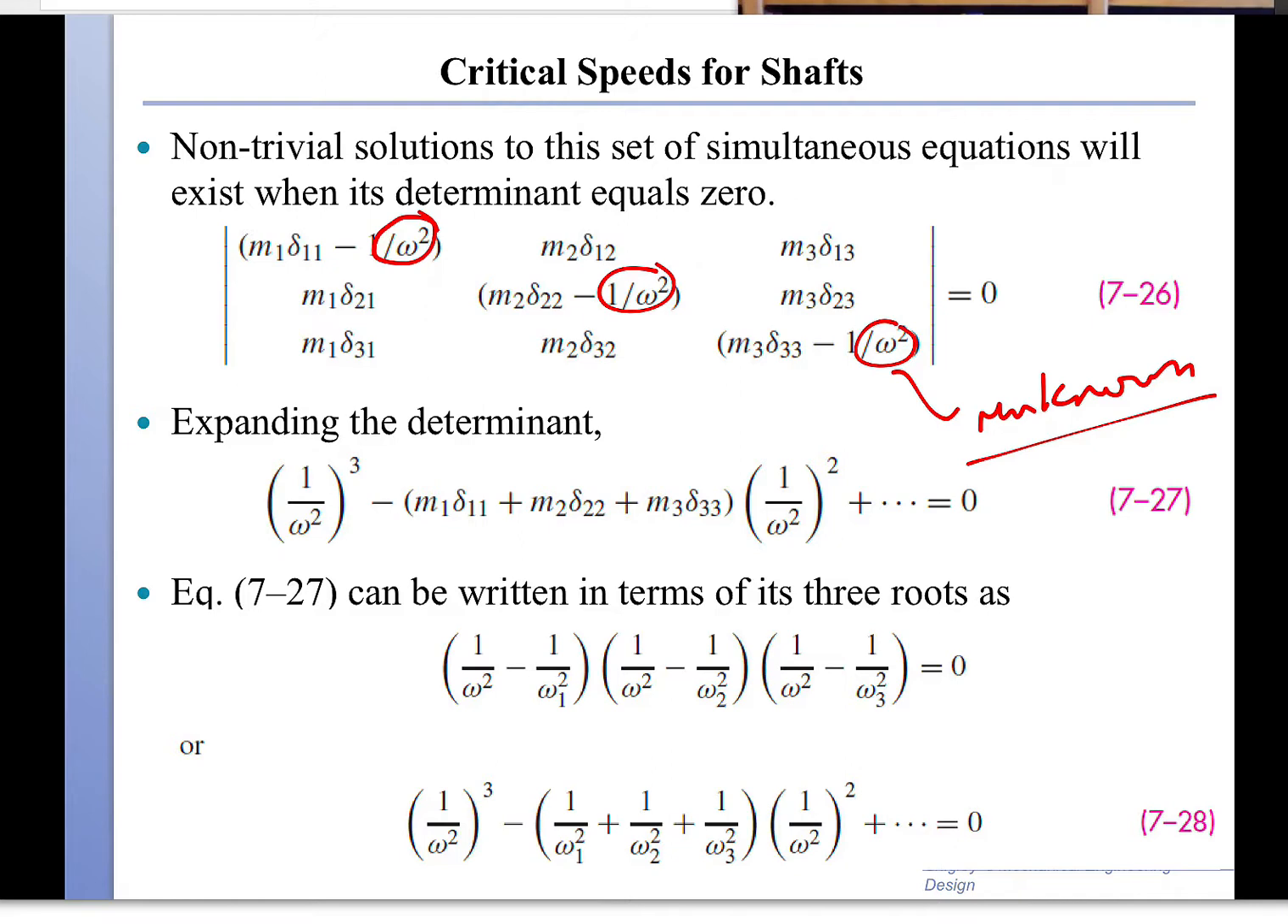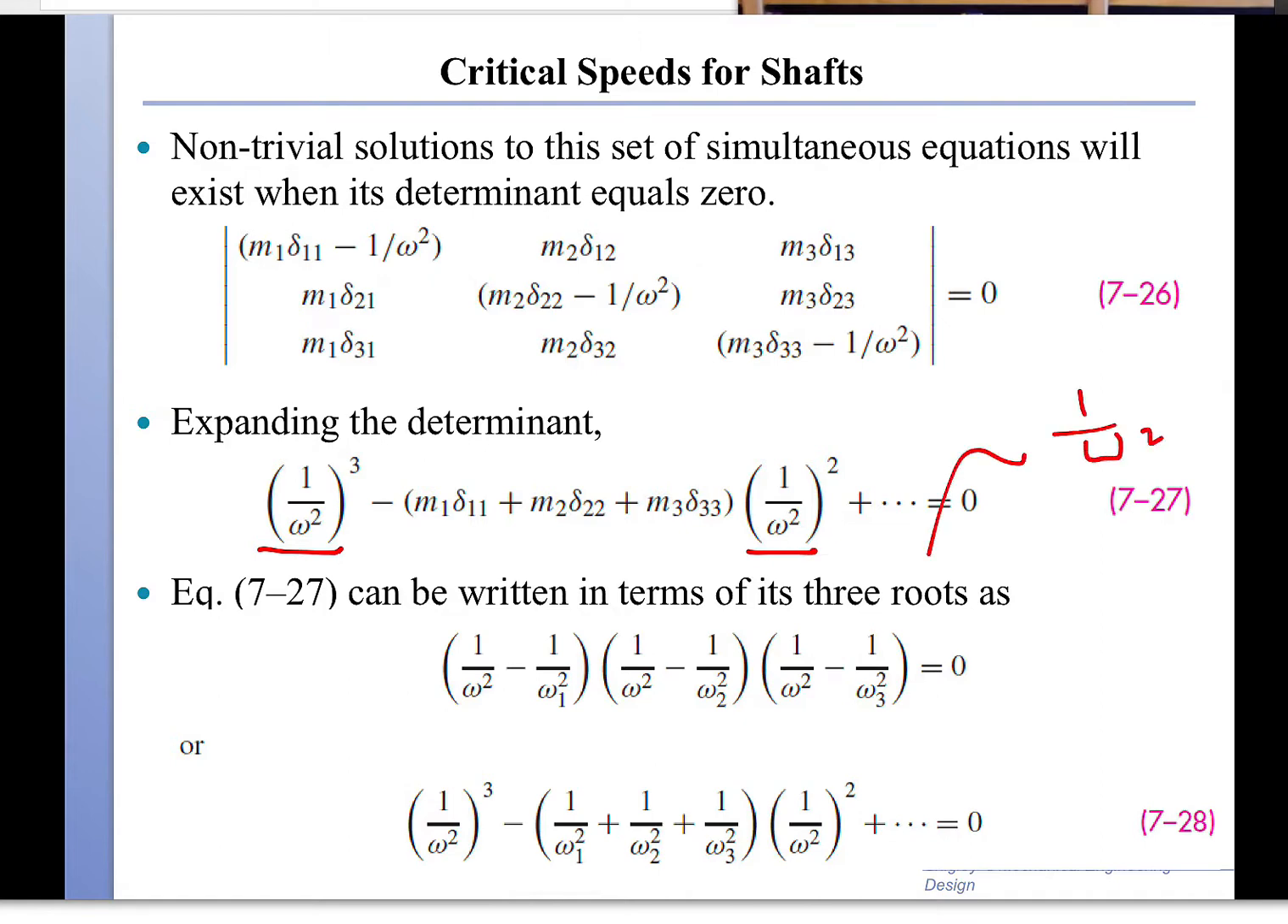And if we have three masses, then you will expand this. So you multiply the first term times this times that, and then you take any combinations for the determinant, like the sub-determinants. And as we know from our algebra, when we expand the determinant, we get a cubic equation. So we have 1 over omega cubed here, 1 over omega squared, and another term 1 over omega to the power 1, and then a constant term.